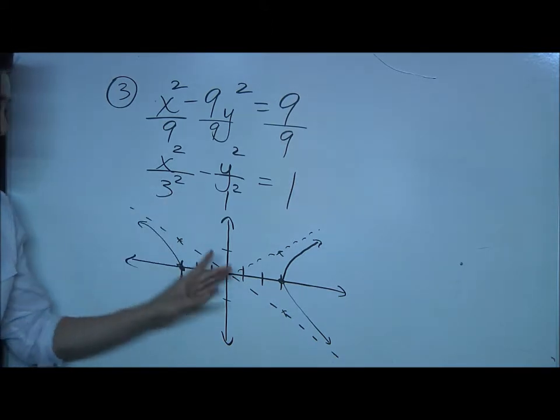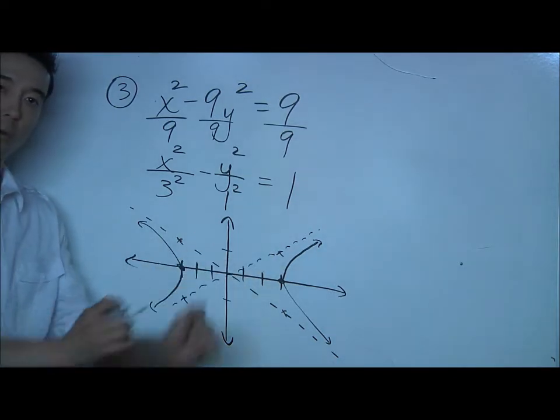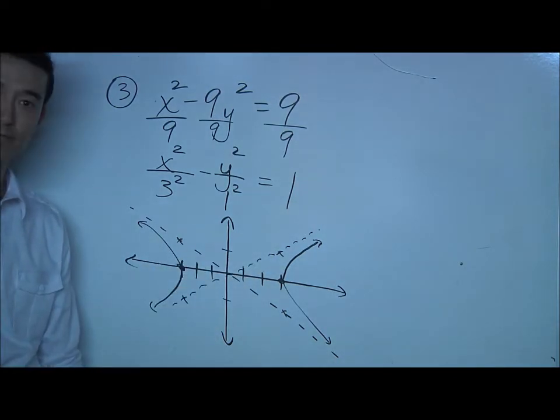Okay? Voila! And there's your hyperbola. Again, the x value is positive, so it's on the 3 and the negative 3, and then you just draw your rectangular diagonals to get where the little curves go. Okay?